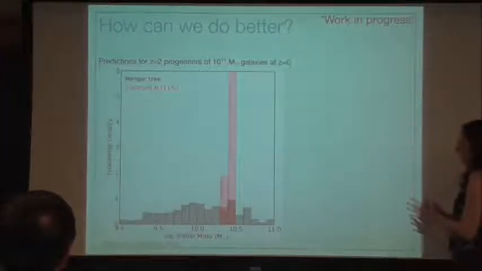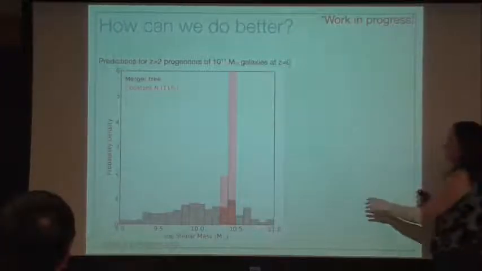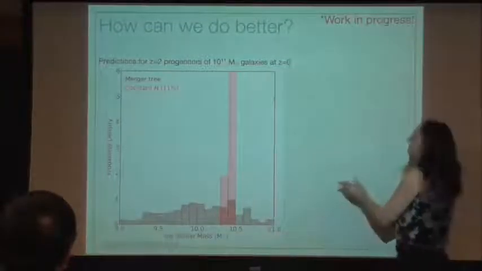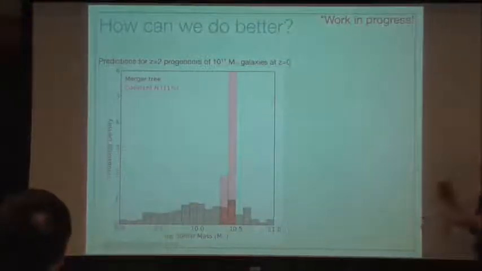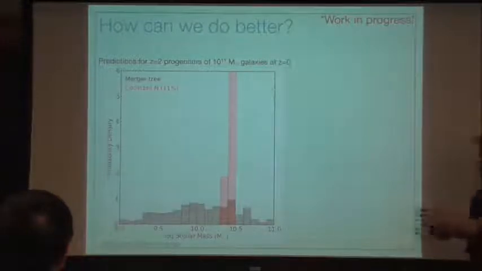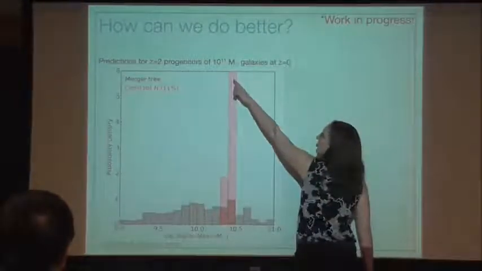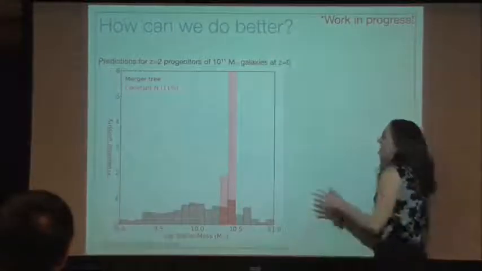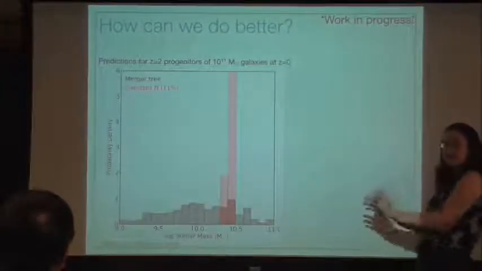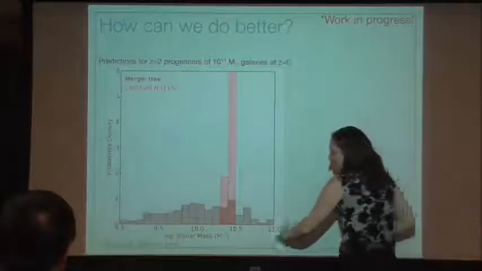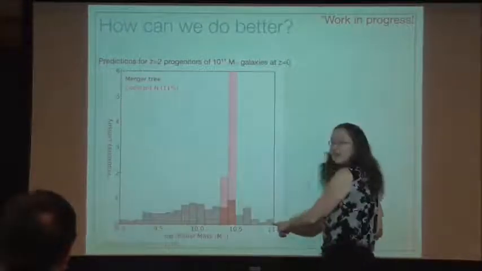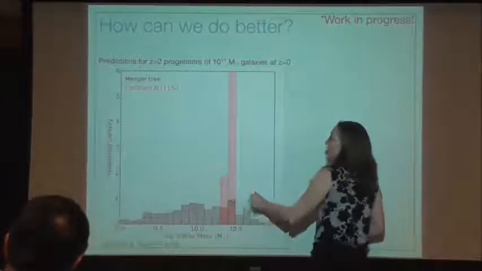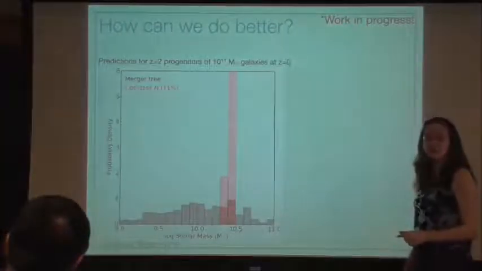All right, what I'm showing you now is this gray histogram, which shows the masses of the progenitors at redshift 2 of galaxies which had 10^11 solar masses in stars at redshift 0. So I took a sample of 10^11 solar mass galaxies and traced them back to redshift 2. This is the distribution in stellar mass that you get for those progenitors. Now this red histogram is the prediction that you would get from assuming a constant number density.